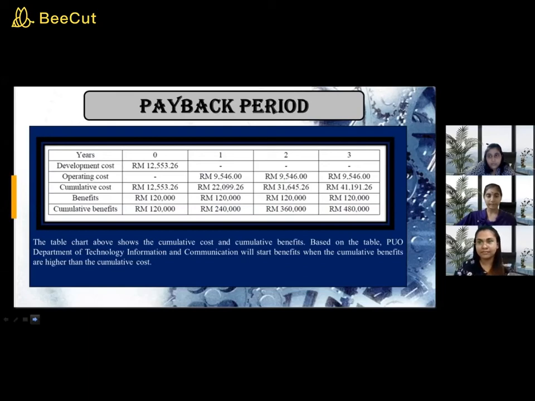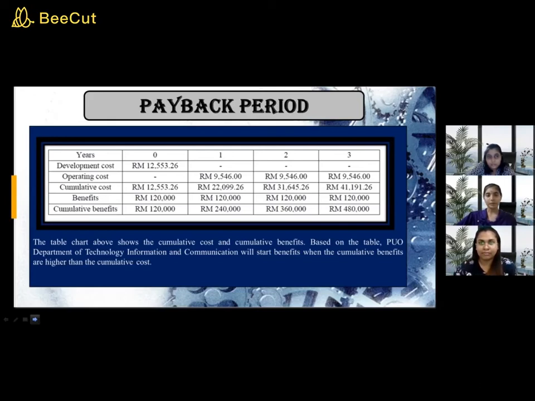Year 0, development cost is 12,553 ringgit and 26 cents. For years 1, 2, 3, it is 0. Operating costs for year 0 is 0, and for year 1, 9,546 ringgit, and for years 2 and 3 will remain the same. Cumulative cost for year 0 is 12,553 ringgit and 26 cents. For year 1, 22,099 ringgit 26 cents. For year 2, 31,645 ringgit and 26 cents. And for year 3 will be 41,191 ringgit and 26 cents.